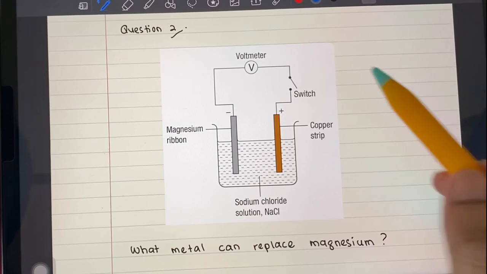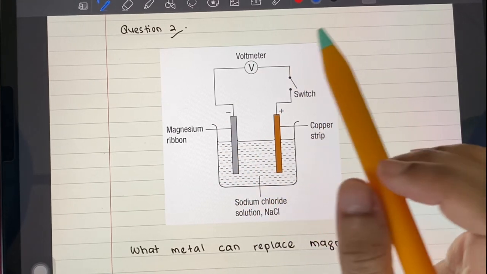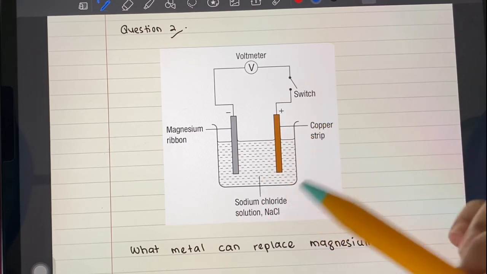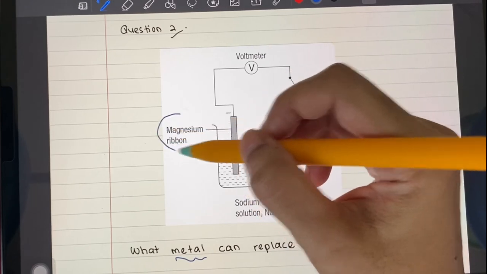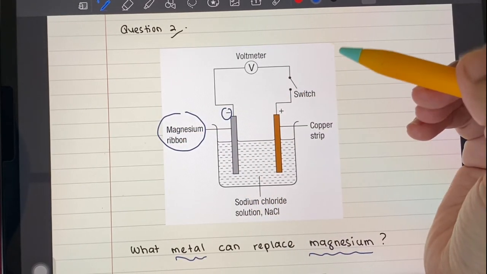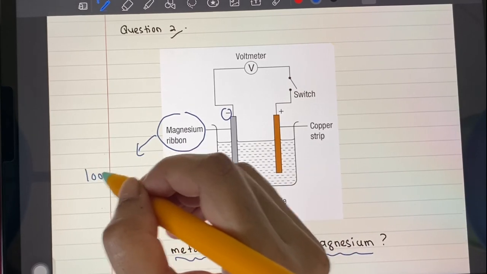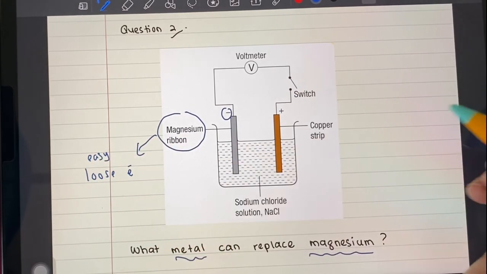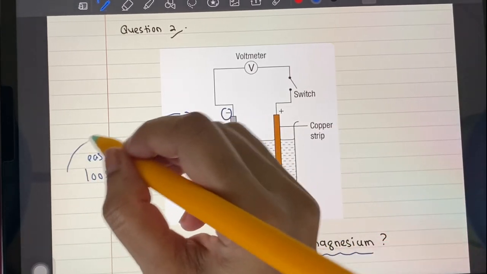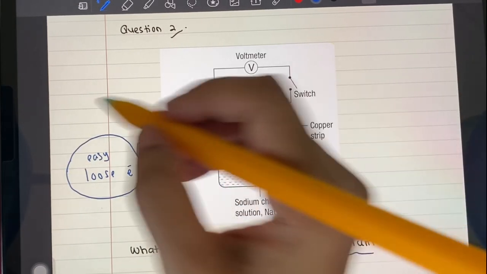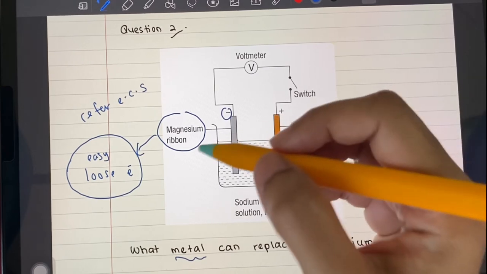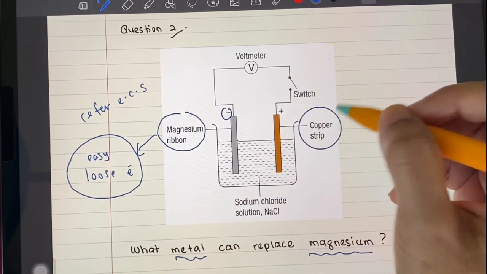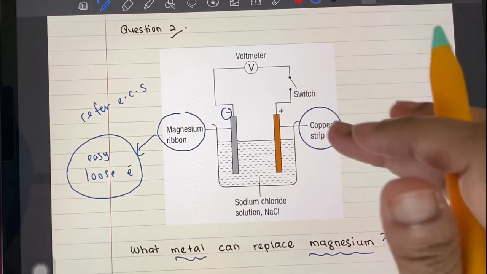Question 2. They give you one set of chemical cell, and then the question asks what metal can replace magnesium. We know that magnesium here is a negative terminal. So, magnesium likes to lose electrons, easy to lose electrons. So, we need to find a metal that is also easy to lose electrons. How to find it? We need to refer to the ECS, and the metal must be higher than the copper strip.